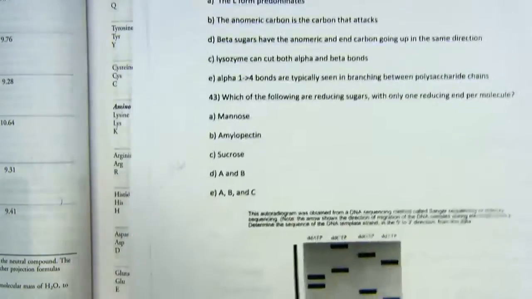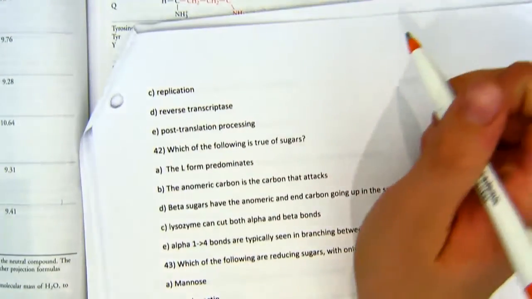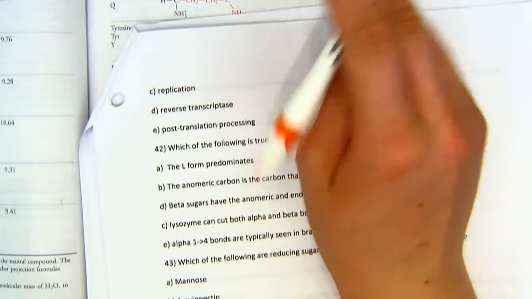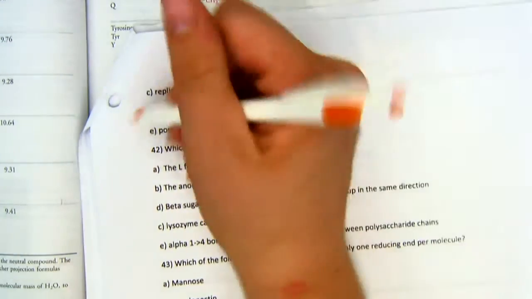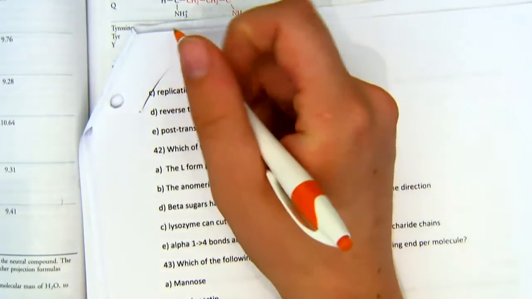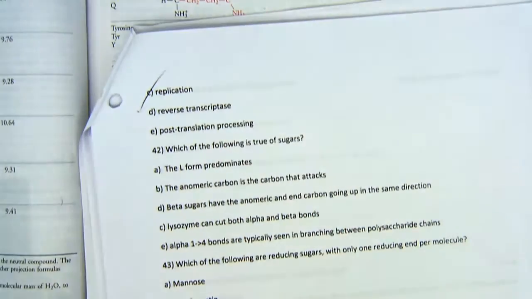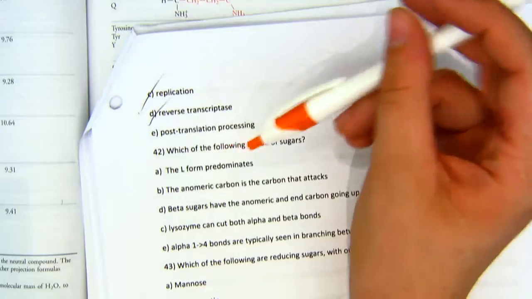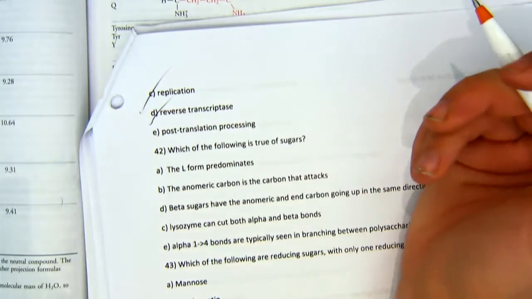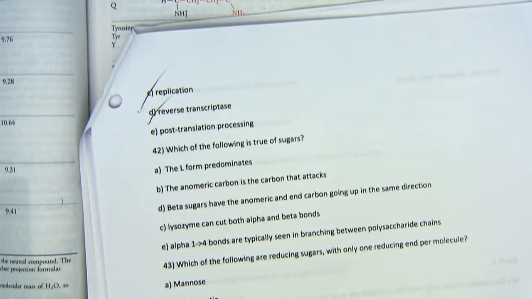And then if we looked at our other options, replication, so a DNA replication, that doesn't really have anything to do with RNA, right? And then reverse transcriptase, that's not really using a tRNA. And then post-translational processing, we've already made our protein at that point, so why would RNA affect our protein, right?